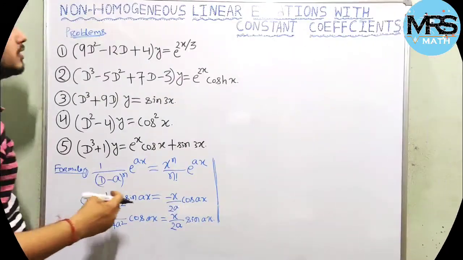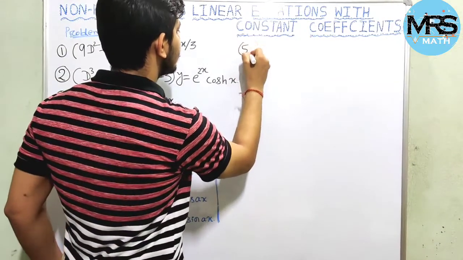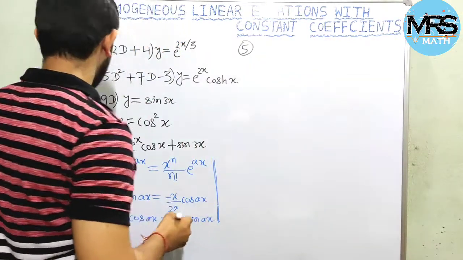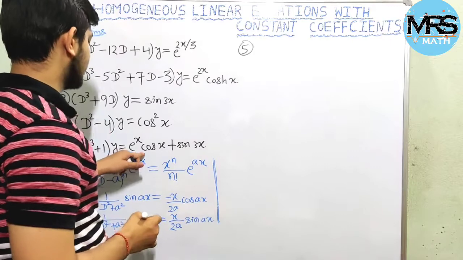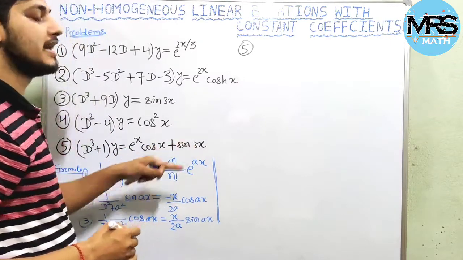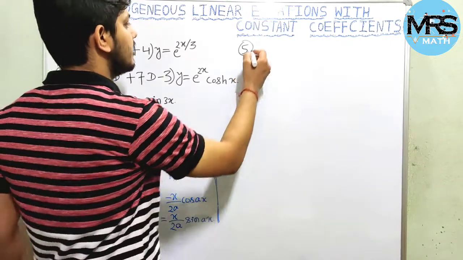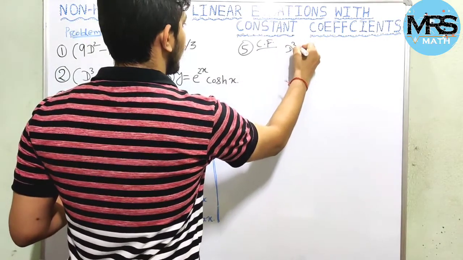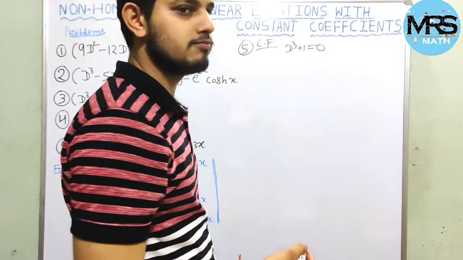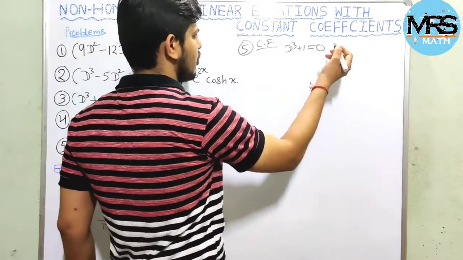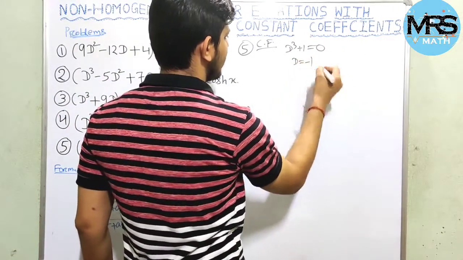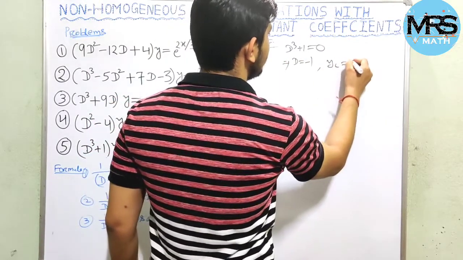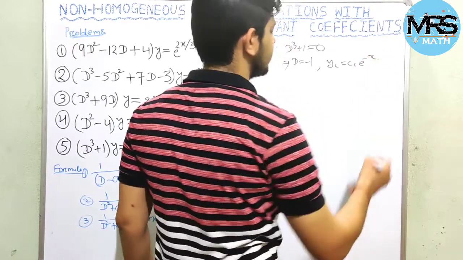So now we will see question number 5. That is D cube plus 1 into y equal to e to the power x cos x plus sin 3x. First of all, if we look at the complementary function, D cube plus 1 is equal to 0. So one root we can get, that is minus 1, right? So our complementary function will be c1 e to the power minus x, correct?